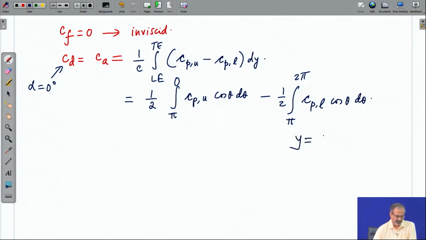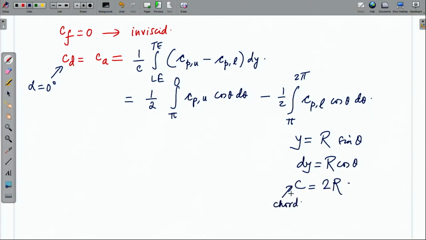How do we do it? We use a transformation. y is equal to r sin theta. So, dy is r cos theta d theta and c is equal to basically 2r, that is the chord. So, that is how the Ca expression is expressed for the cylinder, and you will find that this comes out to be 0, which is left as a homework for you. That means, the D'Alembert's paradox holds good.